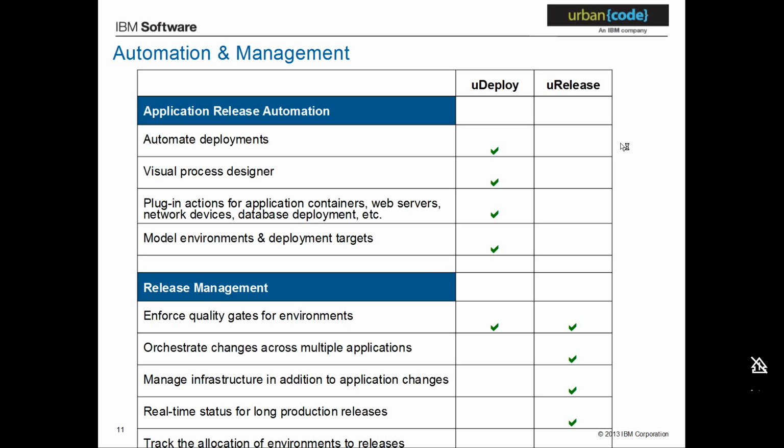Then we talk about release management. It enforces quality gates for environments. These quality gates are nothing but exit criteria when we flow from one phase to the other. Both these exit criteria are available in both uDeploy and uRelease, but in uDeploy the exit criteria would be different. They would be different criteria when we talk about deployment promotion from a development phase to a testing phase.